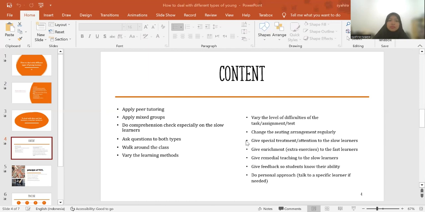Give feedback so students know their ability. The meaning is that we as teachers should give appreciation to students, such as when they answer a question, whether the answers are correct or incorrect.